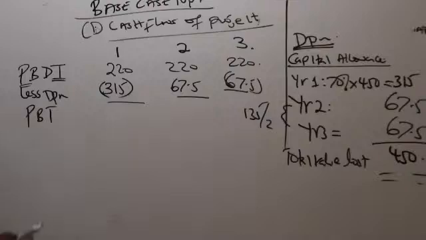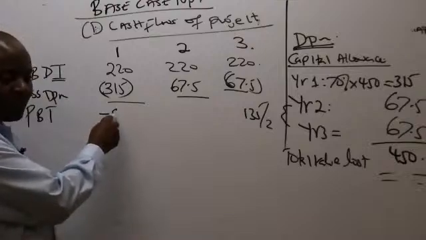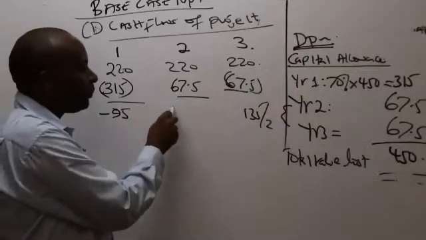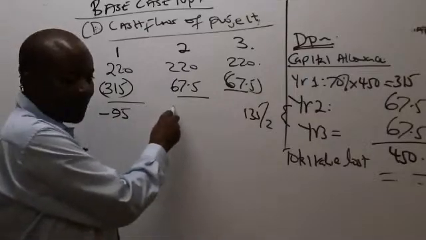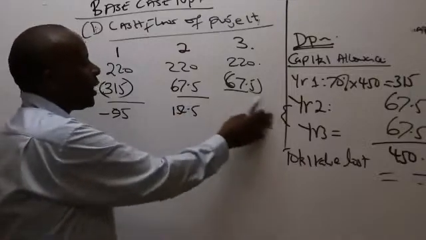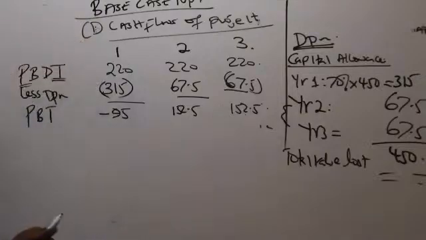So the first one that I'm being given here is negative what here? Negative 95. The second one? 152.5, like that. So please go ahead and give us the tax element.